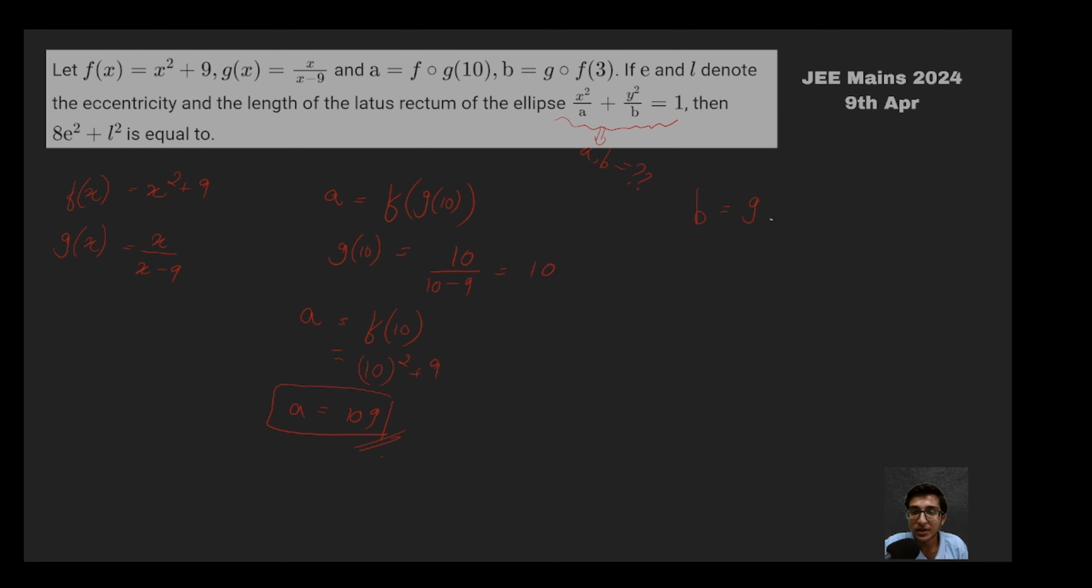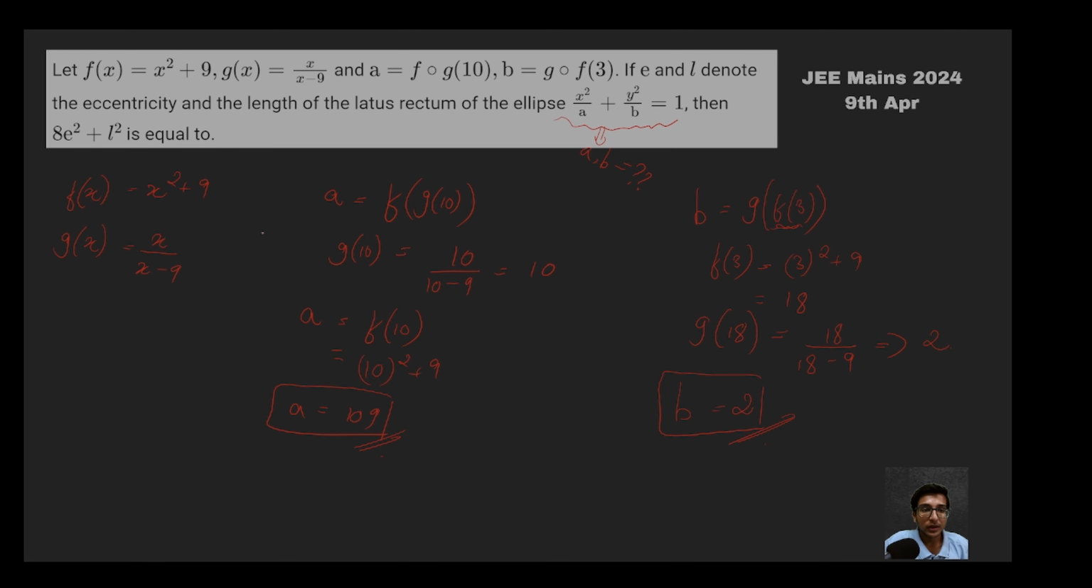B has been given to us as g f of 3. So let us first find what f of 3 is. F of 3 would be 3 whole square plus 9, which is 18. Since this value is 18, we can find out g of 18. G of 18 would be 18 by 18 minus 9, which makes it 2. That means we've gotten the value of b to be 2. So we've got our a and we've gotten our b.